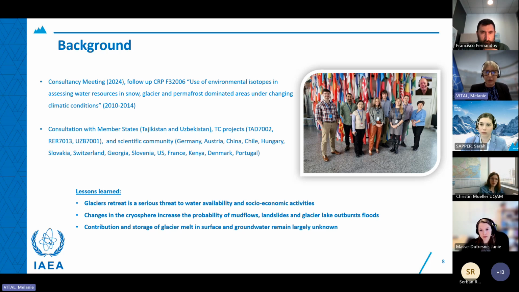The lessons that we learned from this technical meeting that was hosted in February 2024 were that glacier retreat is a serious threat to water availability and socioeconomic activities. Changes in the cryosphere increase the probability of mud flow, landslides, etc. And we also have a very large lack of knowledge on the contribution and storage of glacier melt. Where does this water go when the glacier melts? This is the main question under this CRP.